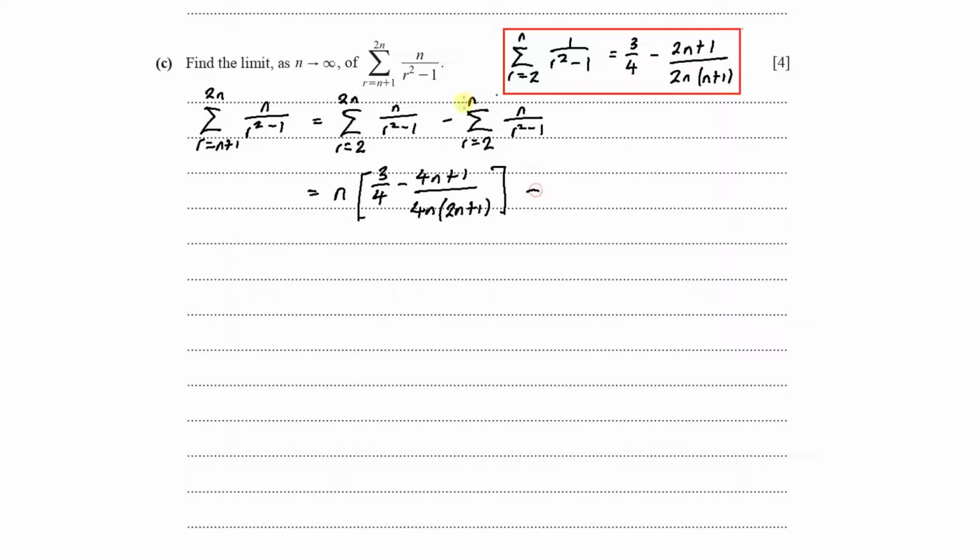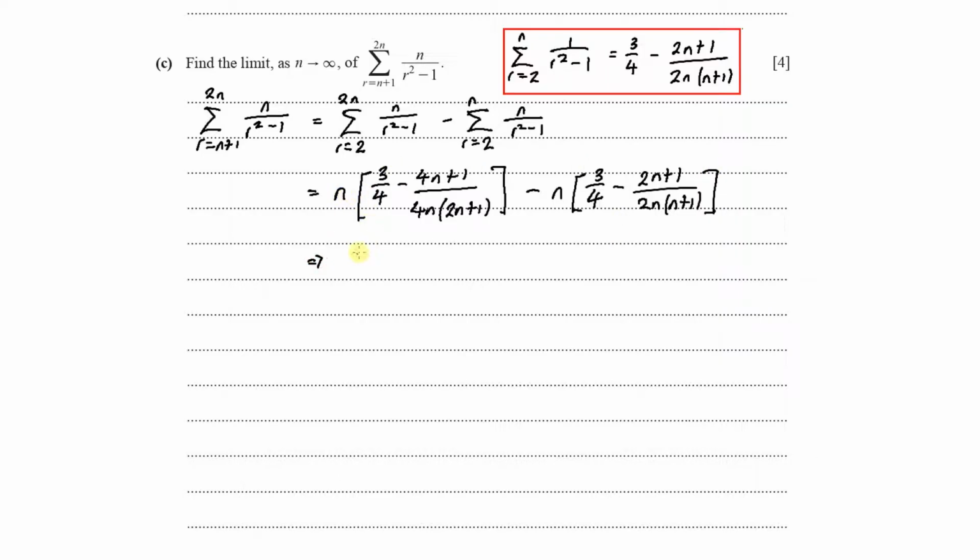And that's minus, and the summation from r is equal to 2 up to n of the form n over r squared minus 1 means we only have n factored out, but everything remains the same. So that's 3/4 minus 2n plus 1 over 2n of n plus 1. So this is what we have. So let's simplify this a little bit more.